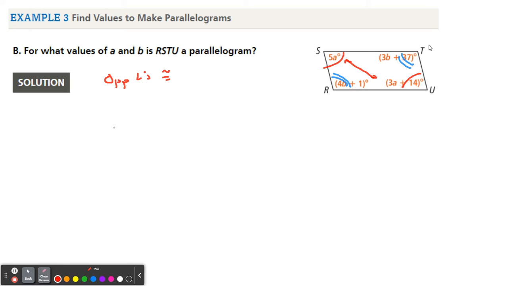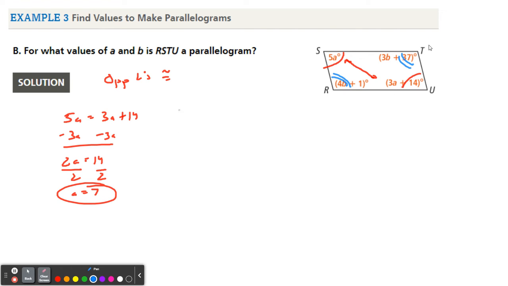Okay? So to find A, let's set 5A equal to 3A plus 14. Let's move the 3A to the left to combine the A terms. 5 minus 3 is 2A equals 14. And divide by 2, and A is 7.